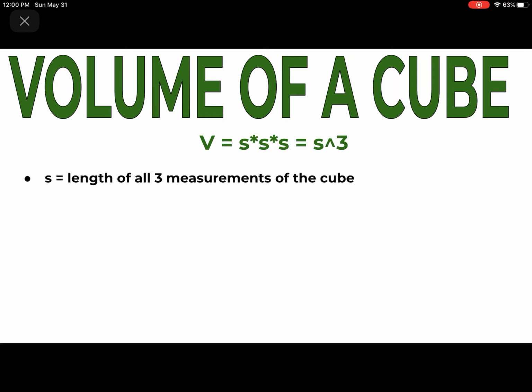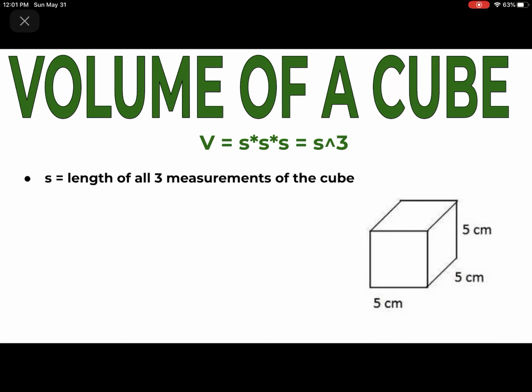Next, the volume of a cube. Volume is going to equal side times side times side, since every side is the same length. So it'll be side cubed. All right. So I have 5 times 5 times 5. So volume equals 5 times 5 times 5. Volume will equal 25 times 5, and volume equals 125 centimeters cubed. Nice and easy for volume of a cube.